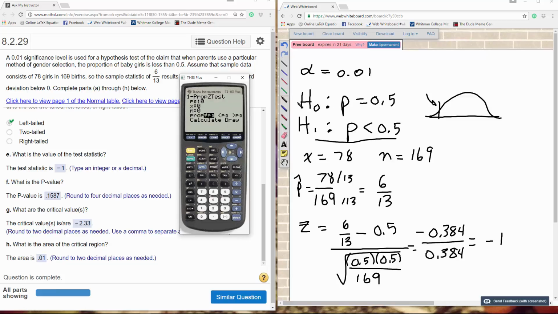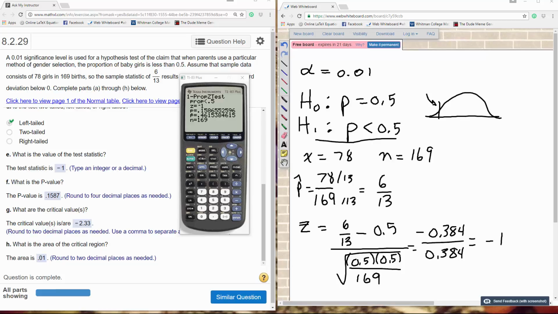My p0 is my hypothesis, so that's 0.5. My x is 78 or 6. You could use either one. Let's say we don't reduce, 78. And then my sample size, 169. And then I want this left tail. And then finally calculate. And notice, I'm done. This is why I try to get you guys to really learn your calculator. There's my z, -1. There's my p-value, 0.1587.